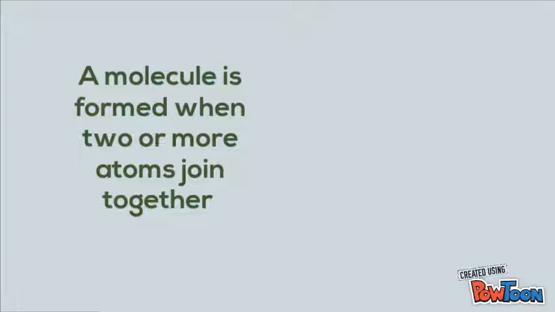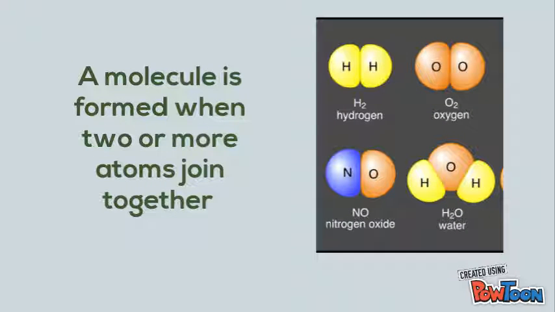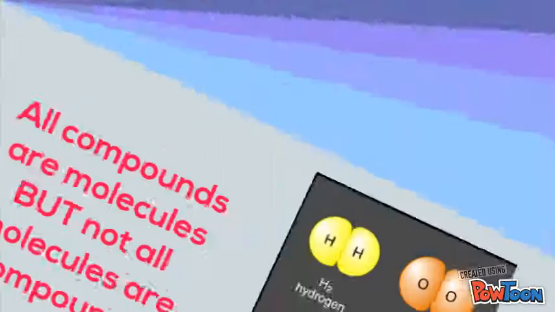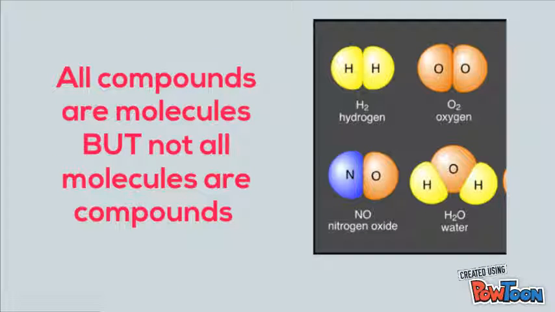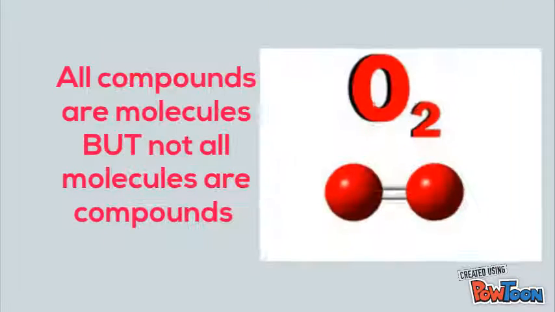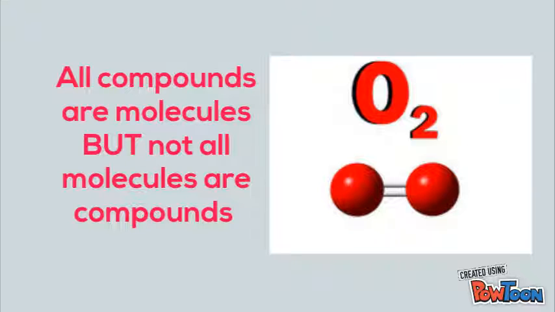A molecule is formed when two or more atoms join together. Key examples include the oxygen molecule, which has two oxygen atoms, and the H2O molecule, which has two hydrogen atoms and one oxygen atom. It's important to note all compounds are molecules, but not all molecules are compounds. For example, oxygen is a molecule because it is made up of two atoms of oxygen, but it is not a compound because the atoms are of the same element.